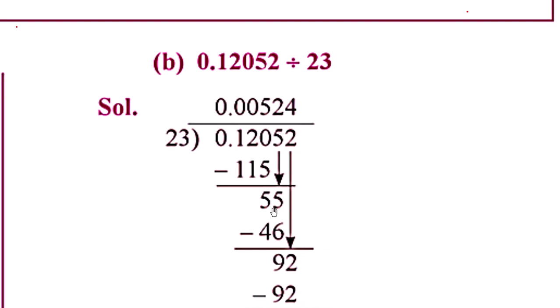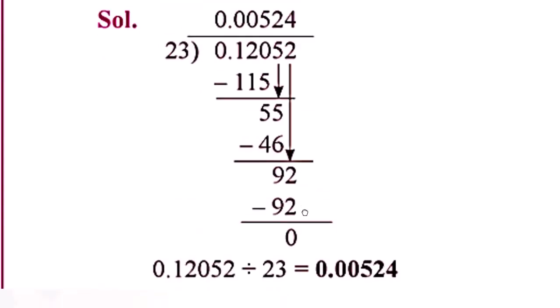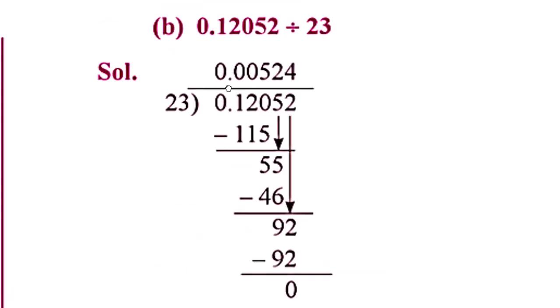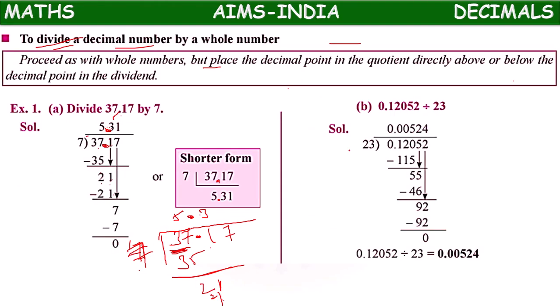Our next number, 5, we can take down. 23, 2 times, 46. 9 is remaining. Next 2 we can carry down. 23, 4 times, 92, 0. So what is the answer, children? 0.00524. Like that, you can divide. So like this, you can divide a decimal number by any whole number other than 10 or other than powers of 10.